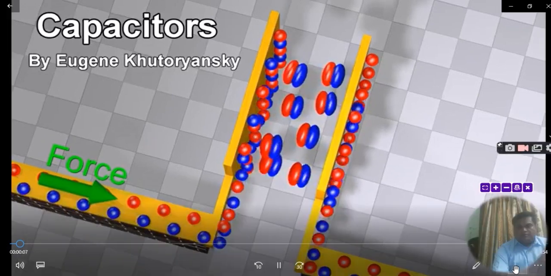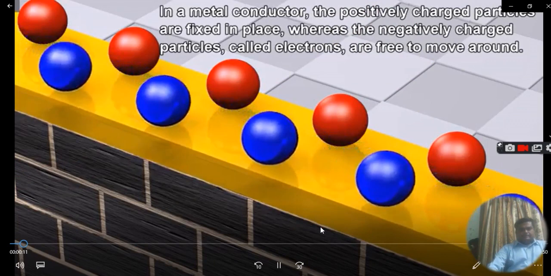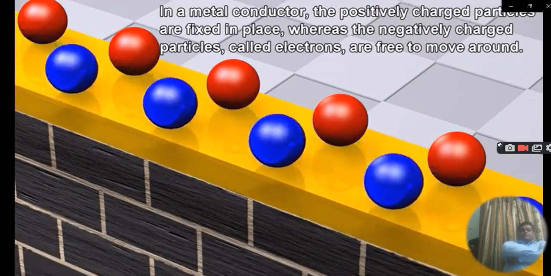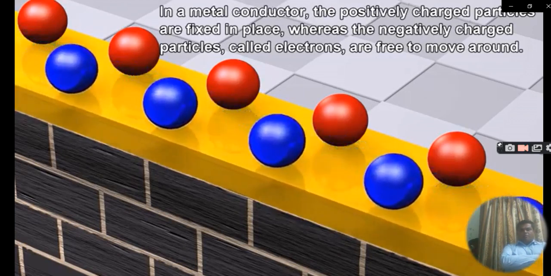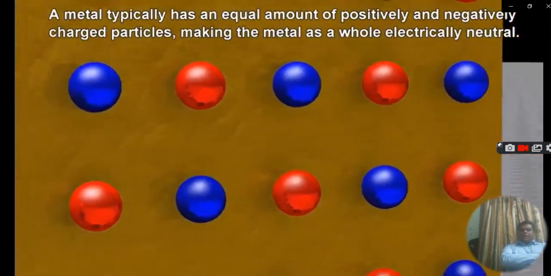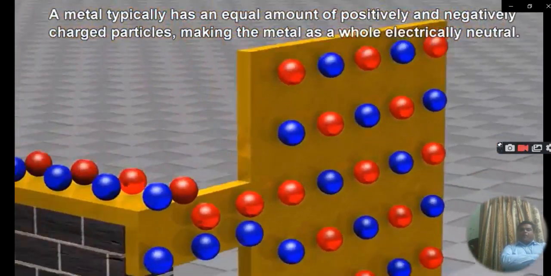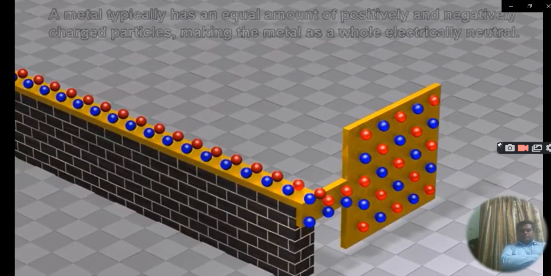In a metal conductor, the positively charged particles are fixed in place, whereas the negatively charged particles, called electrons, are free to move around. A metal typically has an equal amount of positively and negatively charged particles, making the metal as a whole electrically neutral.